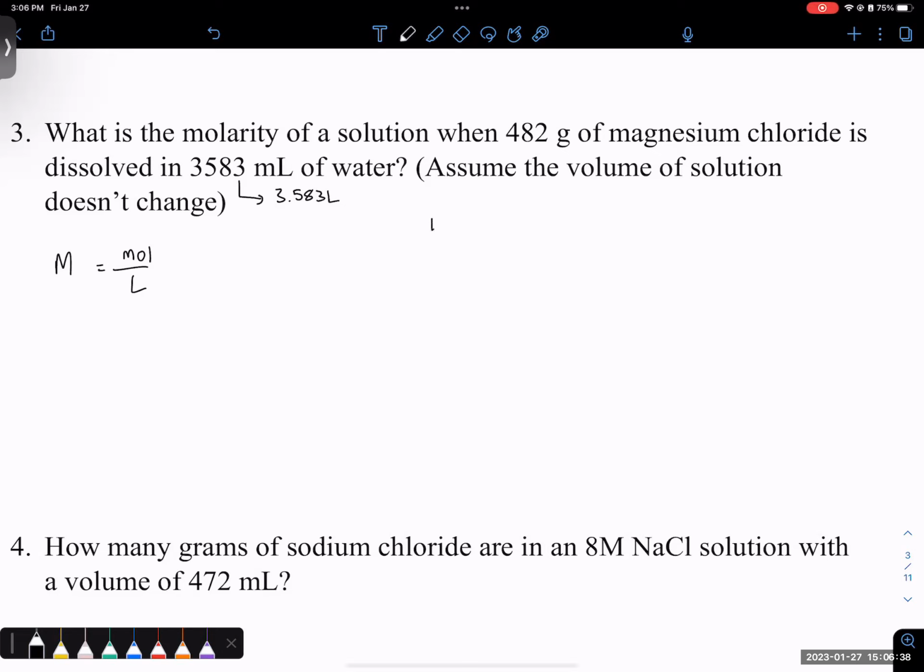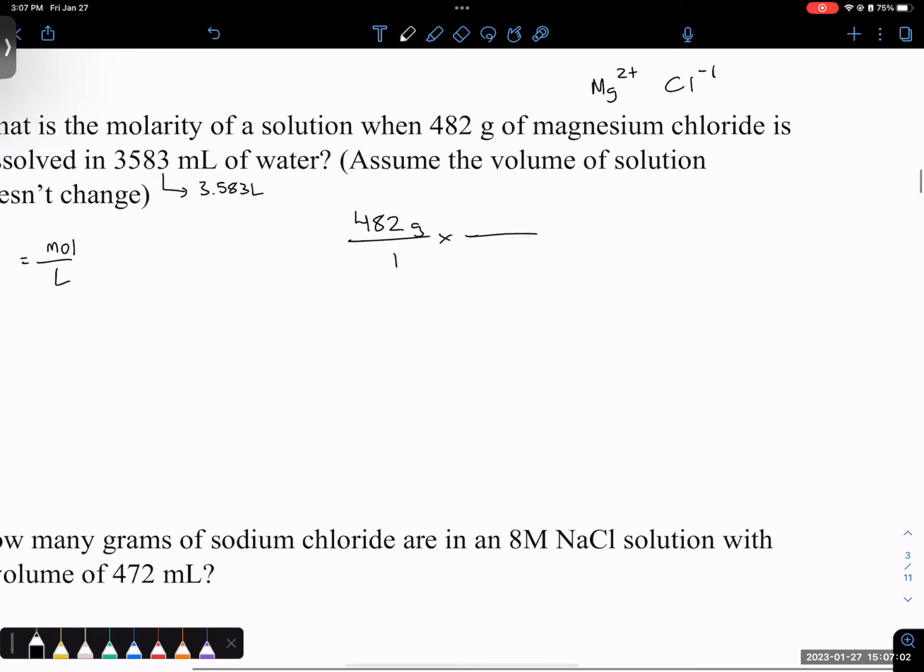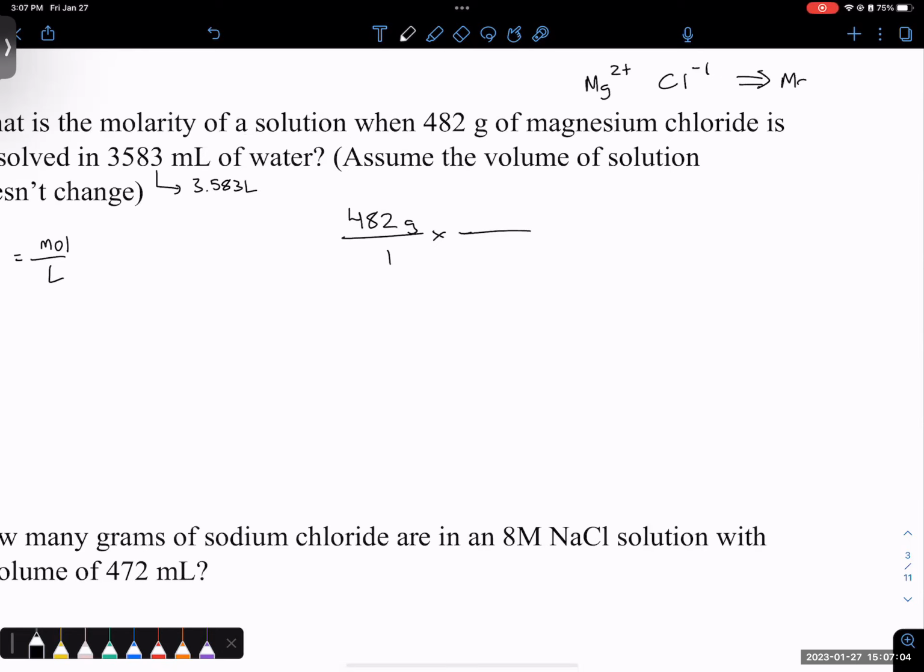So let's change it from grams to moles. How do we do that again? Our mass. So what is the formula? This requires you to know what magnesium chloride is. What is the formula for magnesium chloride? MgCl3. Mg has a 2+ charge, Cl has a -1 charge. So you combine that to get MgCl2, just like he said.